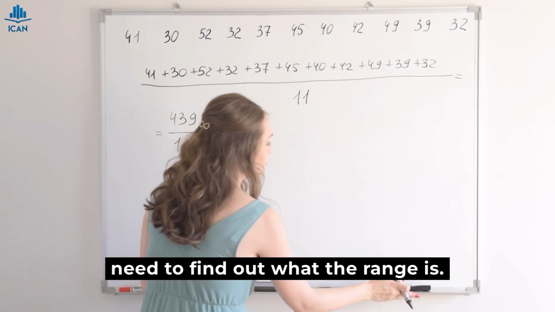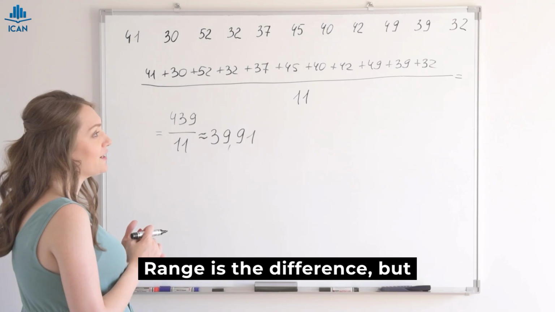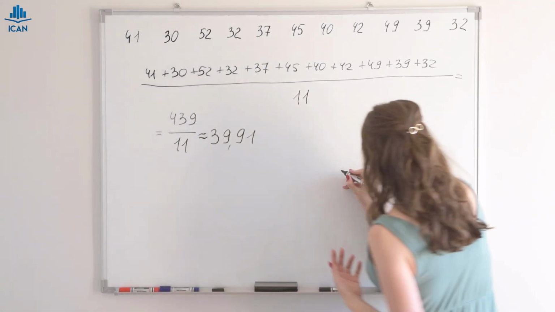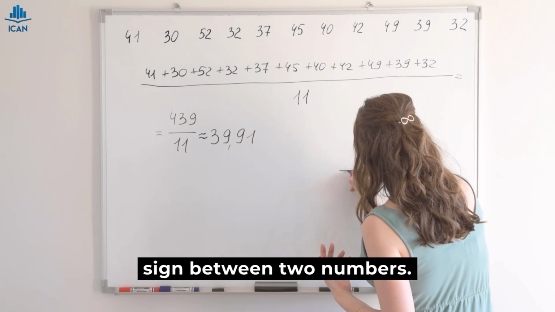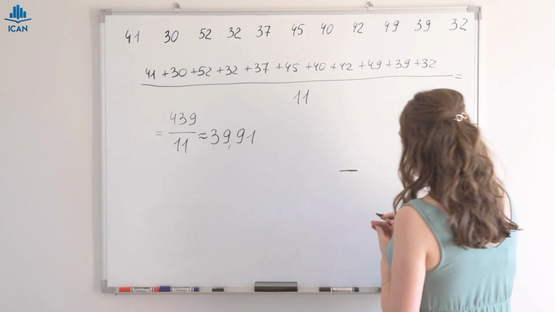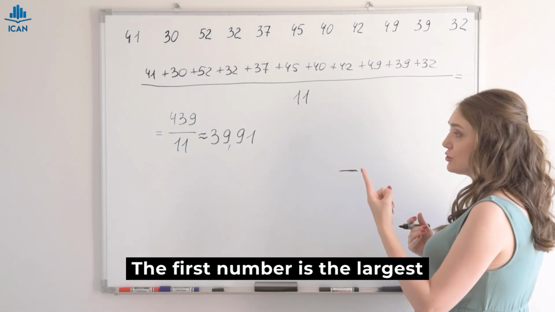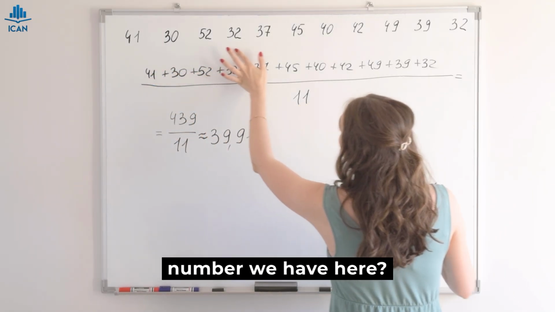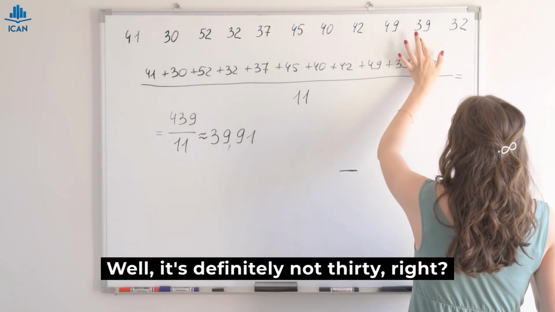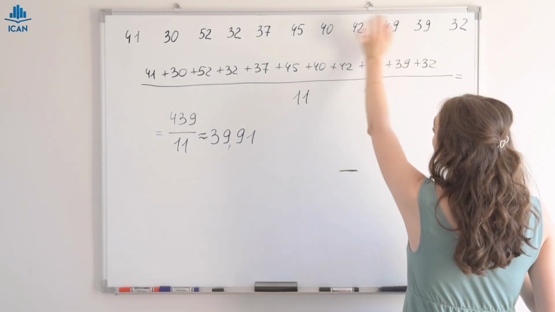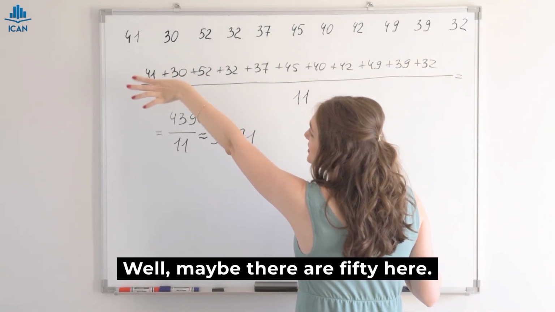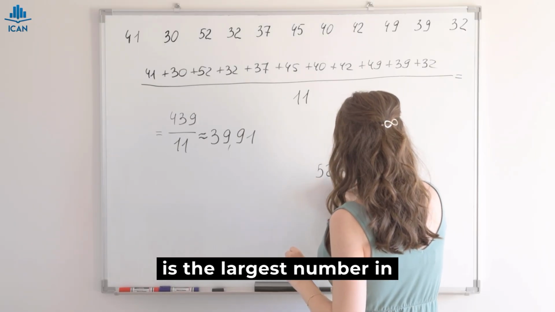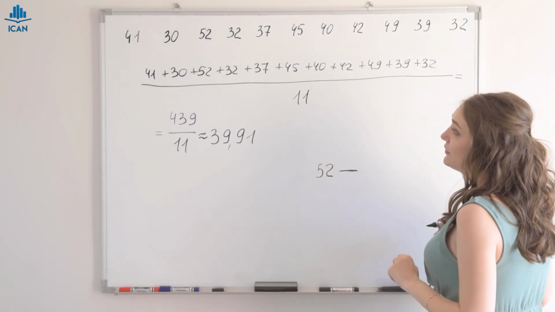Now we need to find out what the range is. Range is the difference, but what is the difference? We need to put a minus sign between two numbers. What numbers are these? The first number is the largest number. What's the largest number we have here? Well, it's definitely not 30, right? 40. Well, maybe there are 50 here. Yes, we have 50. 52 is the largest number in this row.